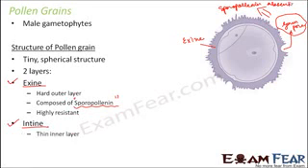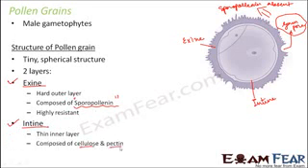Now let us look at the inner layer, that is intine. It is a thin inner layer. So here you can see this inner layer, and this is your intine. It is quite thin when compared to exine. It is composed of cellulose and pectin. So these cellulose and pectins are also the composition for the cell walls. So basically this is the basic structure of pollen grain.